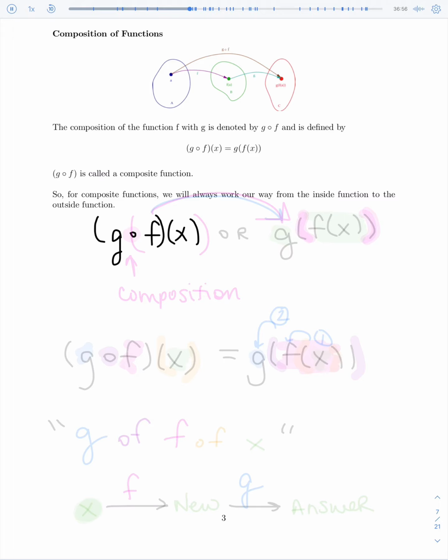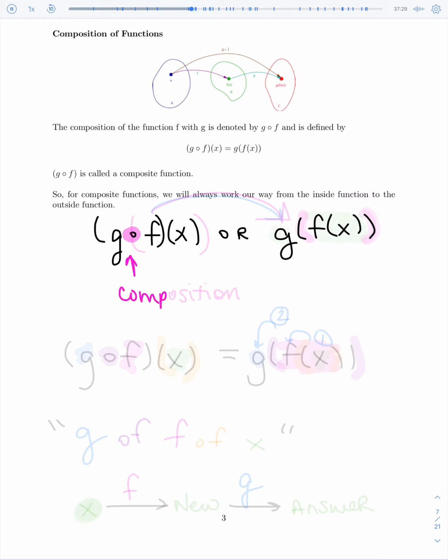and then we've got parentheses around that, and then we've got another set of parentheses around an X. Or the other notation, which means the same thing, will be a G with only parentheses around an F of X. Either way, these two notations can be used interchangeably. However, I tend to dislike the first notation, the circle notation. Why? Because most students misread that and think it's multiplication. This is not multiplication. This is a composition of functions.